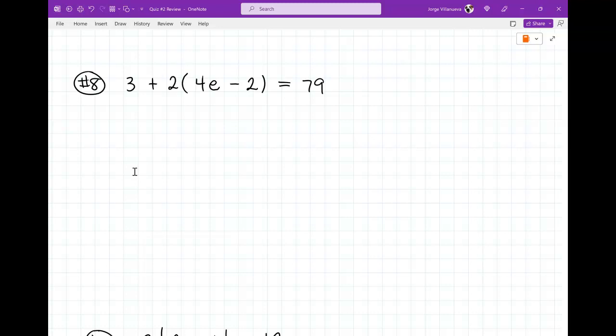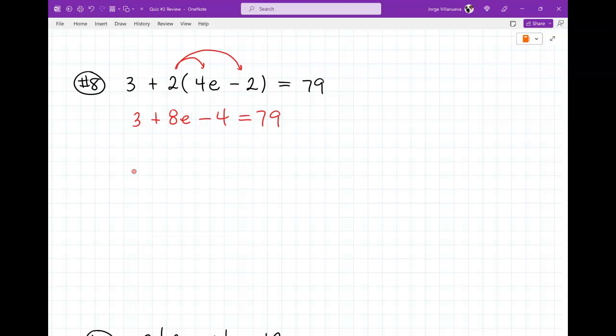3 plus 2 times the quantity of 4e minus 2 equals 79. So first thing, we can do 2 steps. We can either subtract 3 on both sides first or multiply the 2. But since order of operations tells you multiplication goes first, then let's do that. Okay, we're going to multiply first. So this gives me 3 plus 8e minus 4 equals 79.